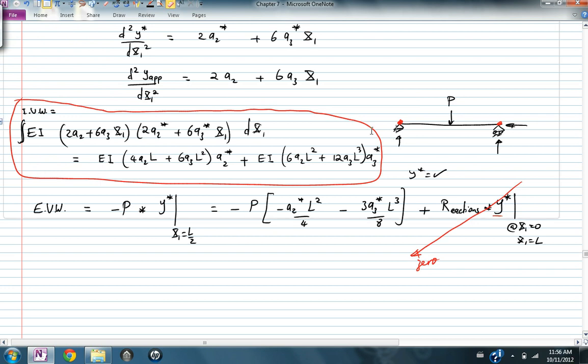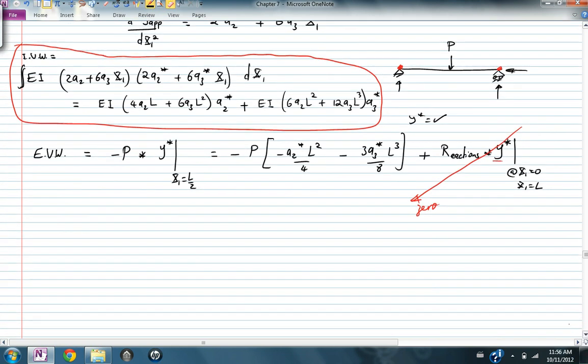Okay, so now we're going to say the external virtual work is equal to the internal virtual work. Let's look at both equations. The internal virtual work is equal to a number multiplied by a2 star and another number multiplied by a3 star. And the external virtual work is also a number multiplied by a2 star and another number multiplied by a3 star. But because y star is arbitrary, this virtual displacement is arbitrary, we get two equations.